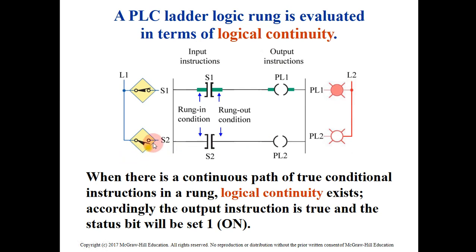Then for the second one, we have another switch. This switch is open, or off. There is no continuity here. It's not active, so that means this switch or this instruction is false.